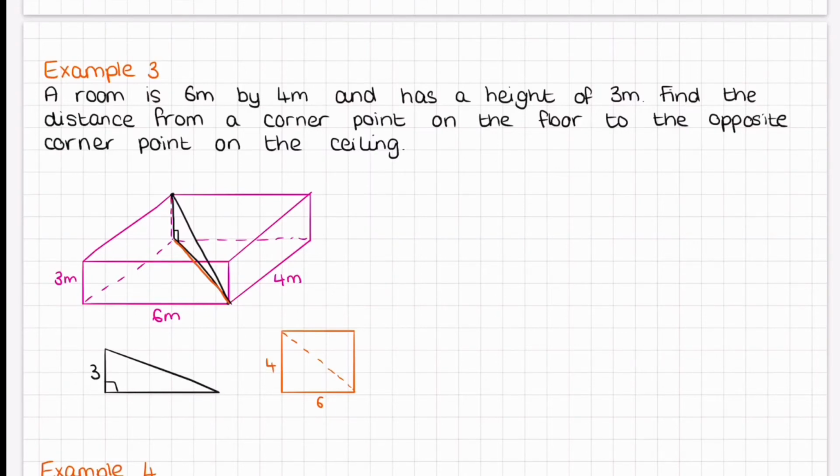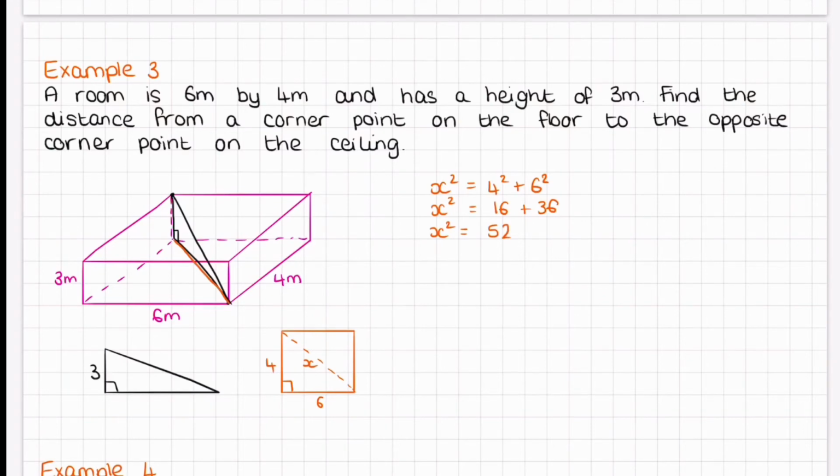So let's call this side here x. So to work out x, we're going to have x squared equals 4 squared plus 6 squared. Which will be 16 plus 36, which will be x squared equals 52.